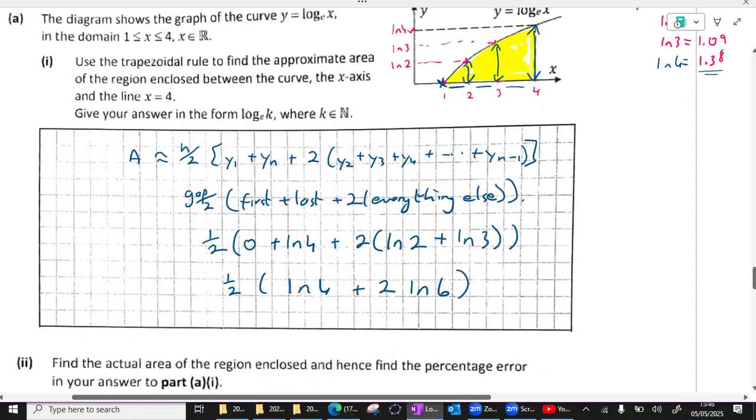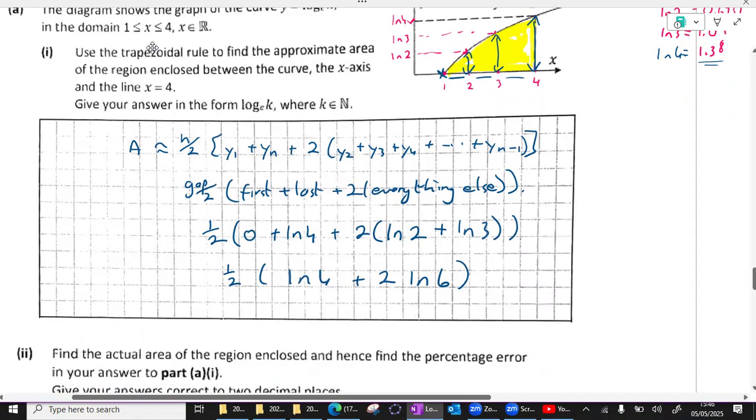What else can we do? Well, we can multiply in the half. So natural log of 4 over 2 plus 2 natural log of 6 over 2. So this becomes another way of saying half natural log of 4. The 2's cancel, that's natural log of 6.